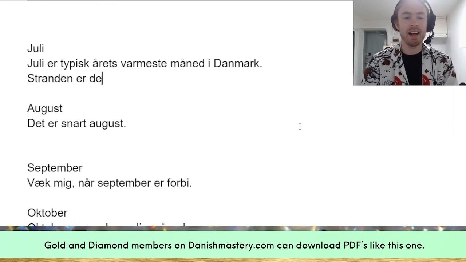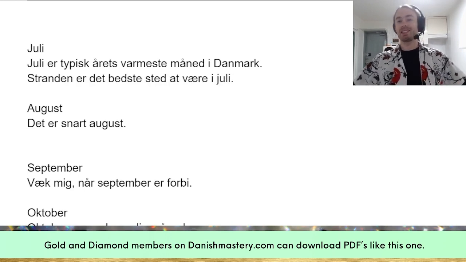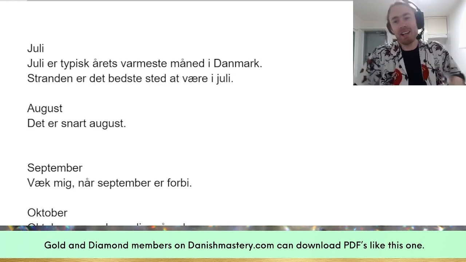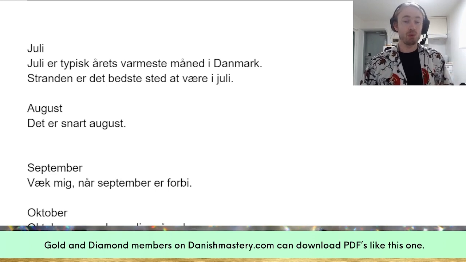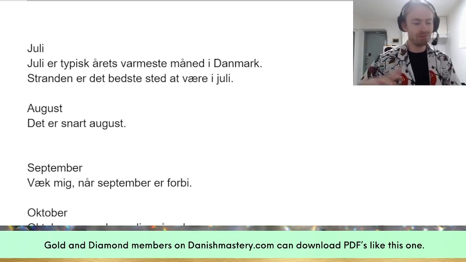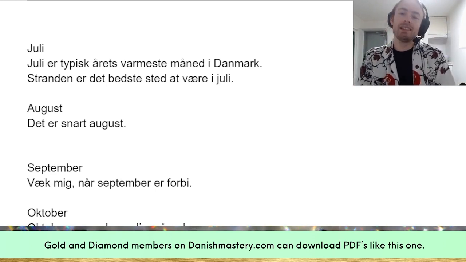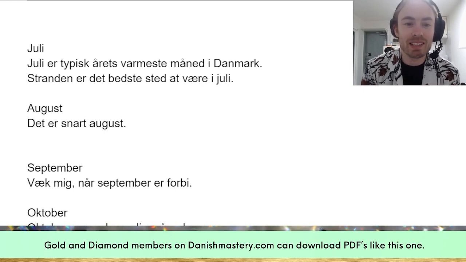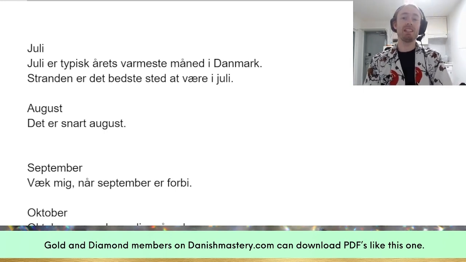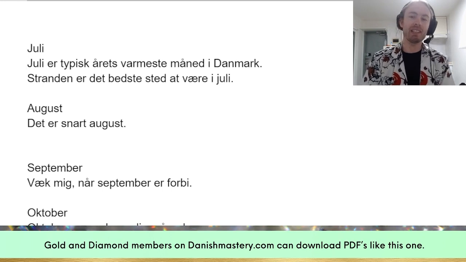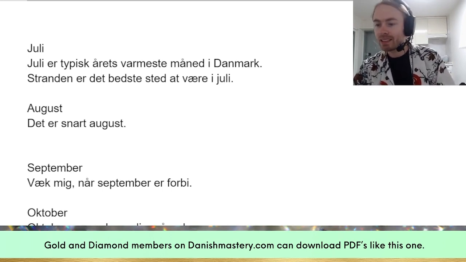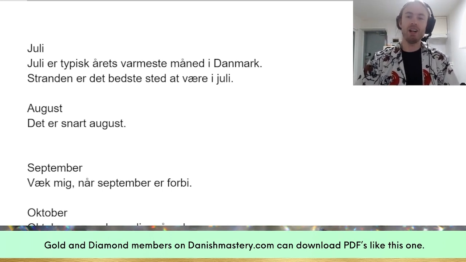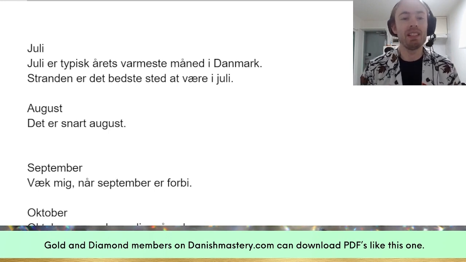Stranden er det bedste sted at være i juli. Stranden er det bedste sted at være i juli. What is strand? Strand. You probably know it. Well, strand is beach. So it's the best place to be in July. It's fairly easy to translate. Alright, that's that. The best place to be in July.